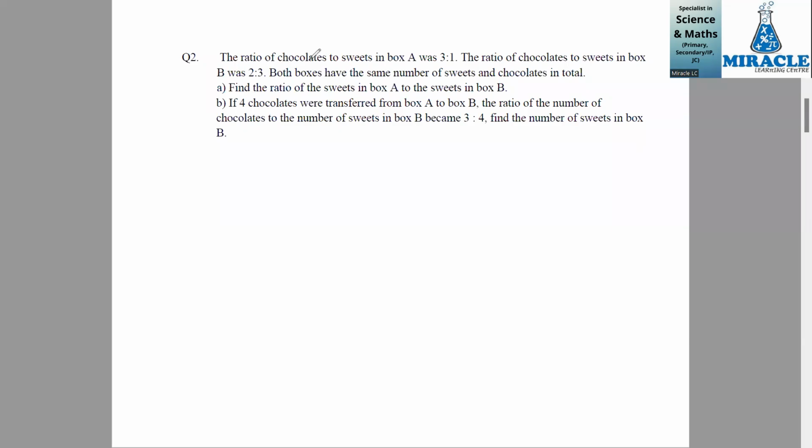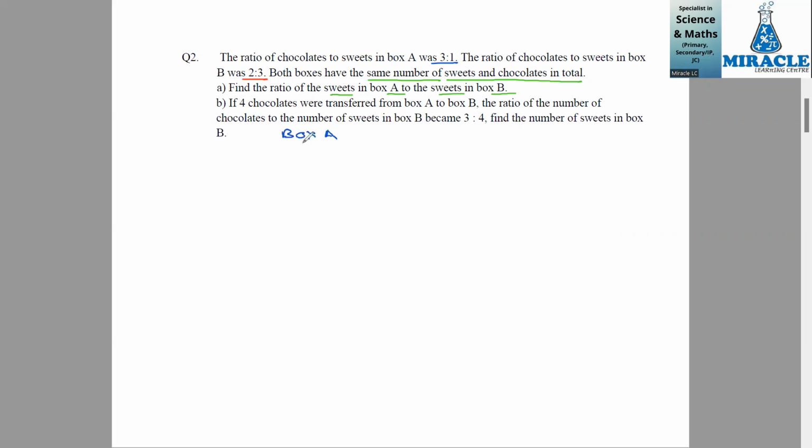Question 2. The ratio of chocolates to sweets in box A was 3:1. The ratio of chocolates to sweets in box B was 2:3. Both boxes have the same number of sweets and chocolates in total. So part A is asking to find the ratio of the sweets in box A to the sweets in box B. So let's write out our ratios first.